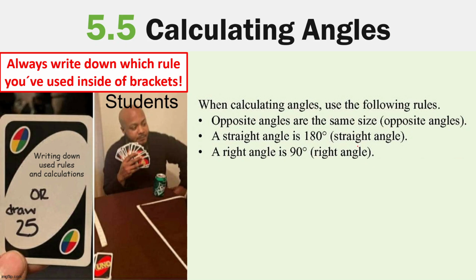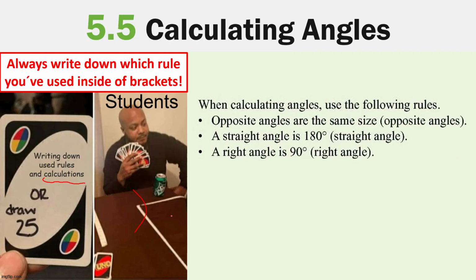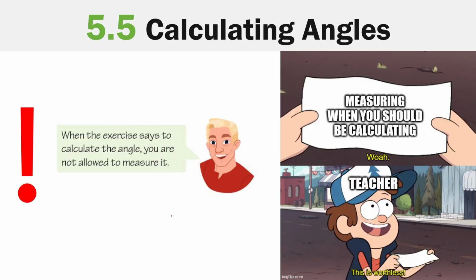And even more important, and that's why I find it so important that you write down the rules, is then I know what you have done. If you don't write down the rules and you don't write down your calculations, that's here it says calculations as well, right? Write down your arithmetic, write down your steps. If you don't do that, I don't know if you actually calculated it. Maybe you just measured it. And when the exercise says to calculate the angle, you are not allowed to measure it. That means that if you measure it, you get 0 points.